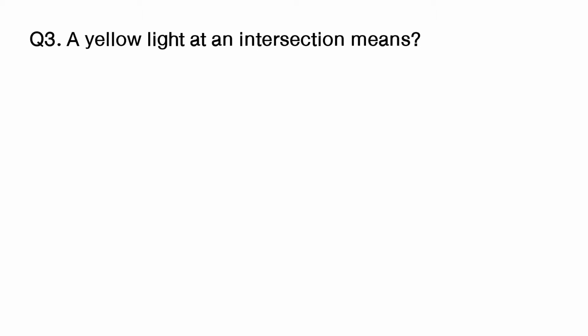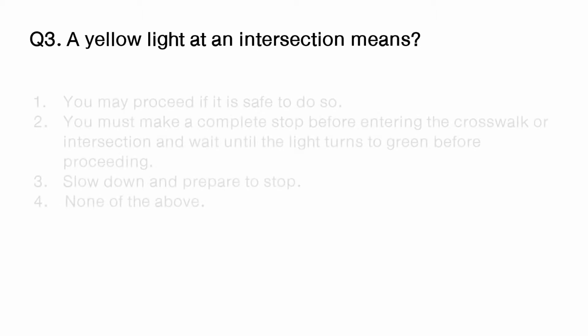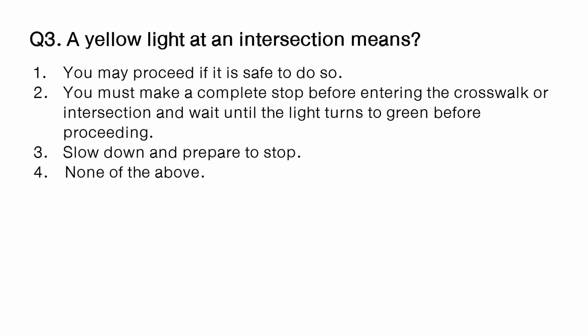Question. A yellow light at an intersection means, option number 1, you may proceed if it is safe to do so. Option number 2, you must make a complete stop before entering the crosswalk or intersection and wait until the light turns to green before proceeding. Option number 3, slow down and prepare to stop. Option number 4, none of the above.